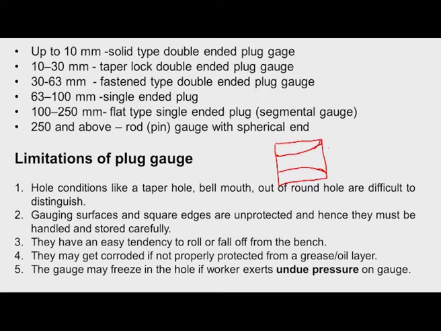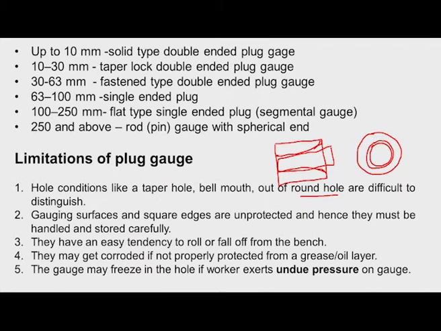So what the operator will do, he will take the plug gauge and he will just insert it. So whether it is tapered or bell mouth and whether there is any out of roundness, that will be very difficult to check by using the plain plug gauges. So say we have a workpiece with a hole like this, and then we use the round gauge. Now you can see here, go is entering and no go is not entering, but there is some ovality in the hole, so that cannot be checked by using these plug gauges.